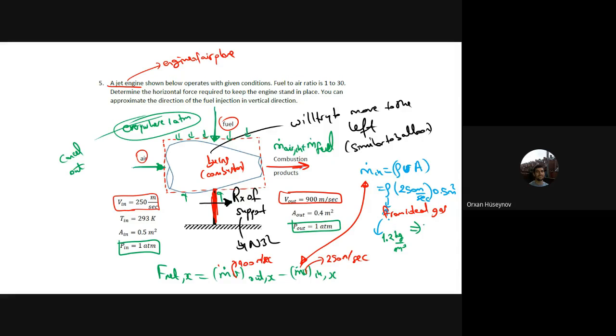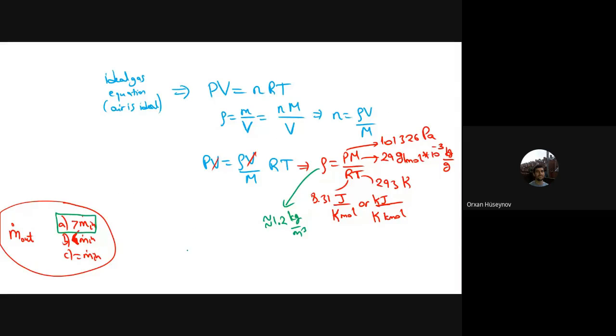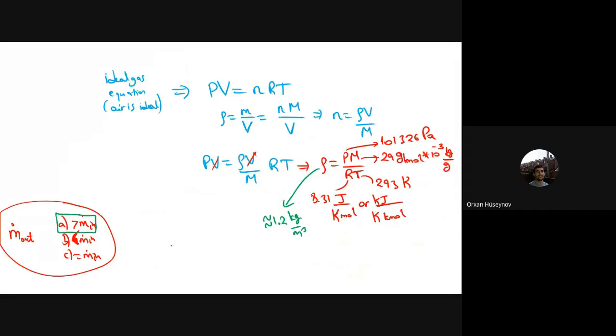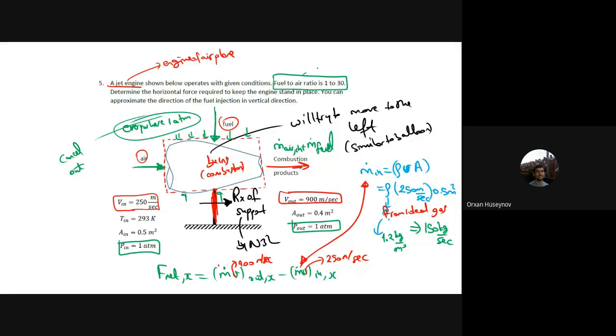So 100 actually. 50 kilograms per second. That is for inlet. 150 kilograms per second mass flow rate. And now we come to finding the mass flow rate at outlet. The question says that the fuel to air ratio is 1 to 30. What it means is that 1 kilogram of fuel requires 30 kilograms of air.